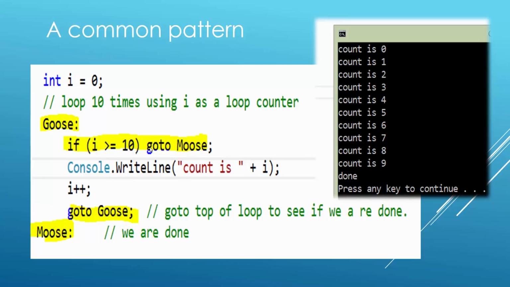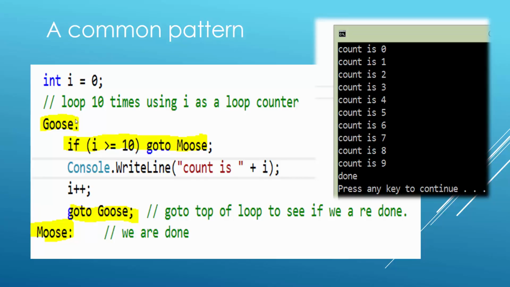And what is moose? If I look down here, moose is a label that means we're done. There's my comment, we are done. If this is false, the code will simply step down to console.writeLine count is 0. I++ is a shorthand notation to add 1 to I. And it goes to the next step, go to goose.